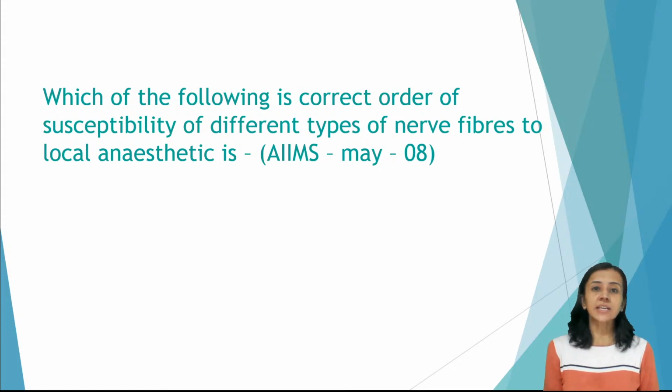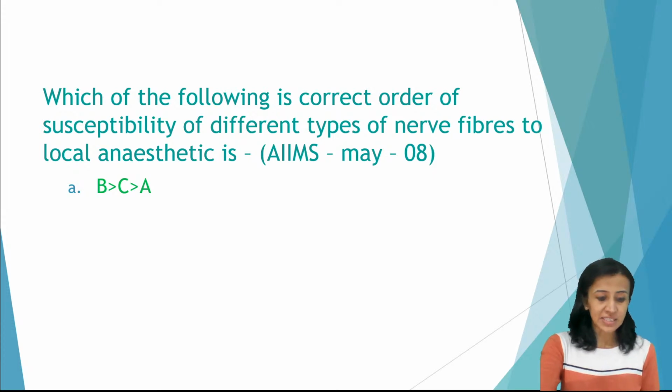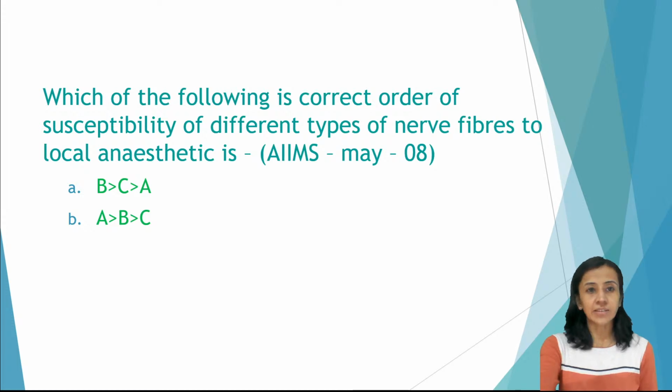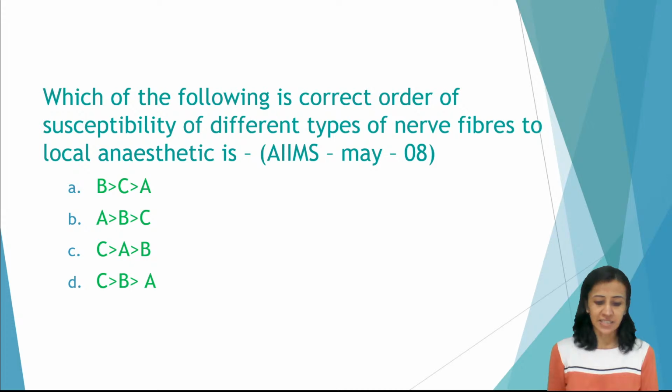This question was asked in AIIMS May 2008. Which of the following is the correct order of susceptibility of different types of nerve fibers to local anesthetic? The options are: B greater than C greater than A; B greater than A greater than C; A greater than B greater than C; and C greater than B greater than A. Can you give me the answer?